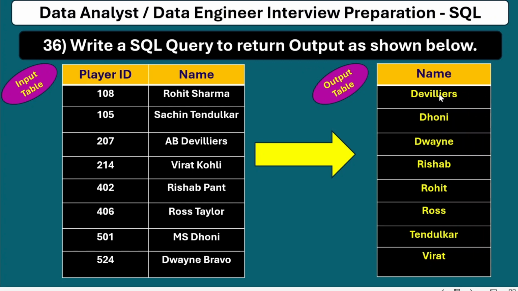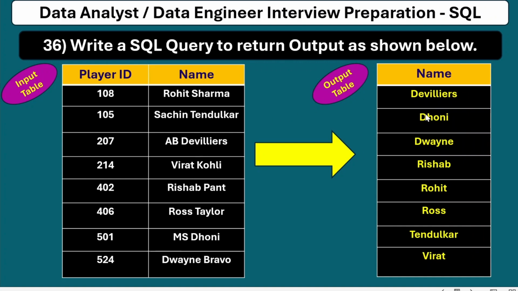That is the one point we should remember. Next, how these names are written. Let's see the first four: Devilliers, Dhoni, Dwayne, Rishab. Where is Devilliers? You can see here, AB Devilliers, and it is only returning Devilliers, the second part of this full name. Next, Dhoni, here it is returning the second part. Next, Dwayne, it is the first part of the name. Next, Rishab, this is the first part. Next, Rohit, Ross, Tendulkar and Virat. Rohit is first, Ross also first, Tendulkar is second, and Virat is first.